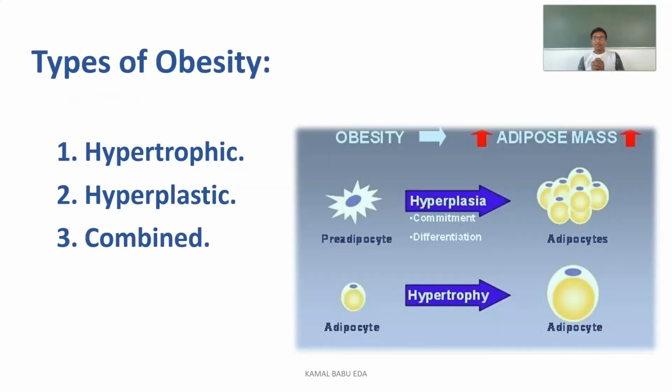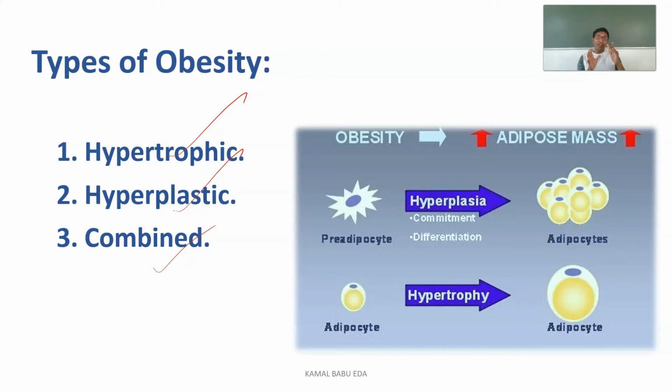Looking at the types of obesity, we have hypertrophic, hyperplastic, and both. First we will see hyperplasia. Here the number of fat cells is increasing. The adipose tissue is increasing because the number of adipocytes is increasing. Coming to hypertrophic, here the adipocytes are lesser in number, but the adipocytes present are increasing in size.